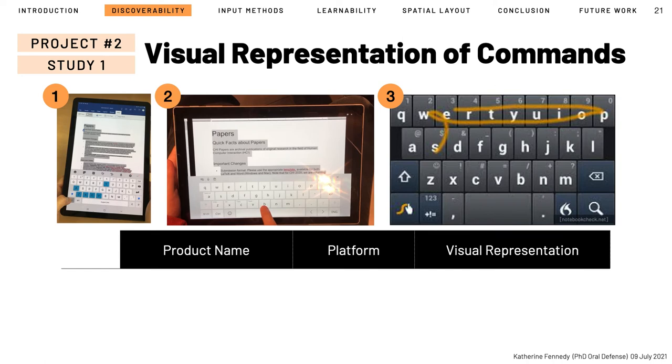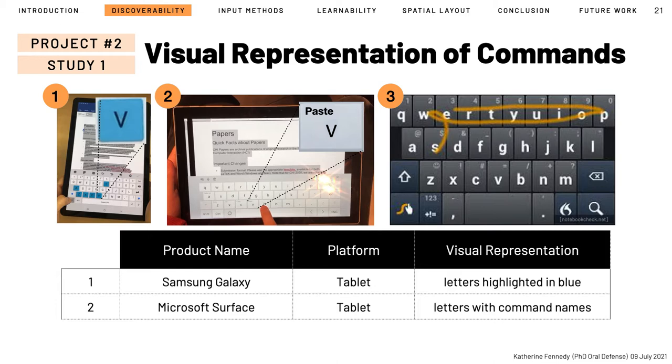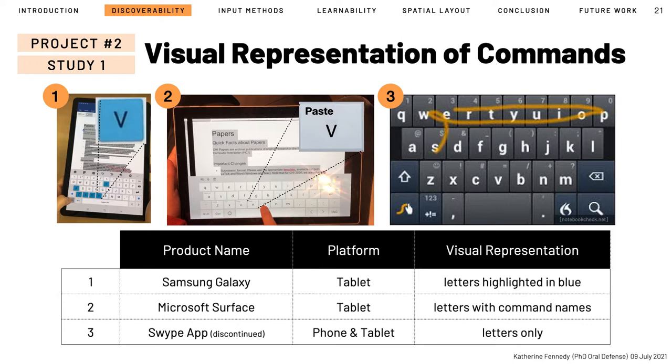We found 3 commercial attempts to implement SoftCuts, but most users would struggle to discover it. Let me show you why. First, we have the Samsung Galaxy tablet, which simply highlights the letter keys with blue color. Second, we have the Microsoft Surface tablet, which does not use any color highlight but printed the command name. Third, we also found an app called Swipe, which is famous for its swipe typing, but it has been discontinued since 2018 and it did not render any visual feedback unlike those by Samsung and Microsoft.